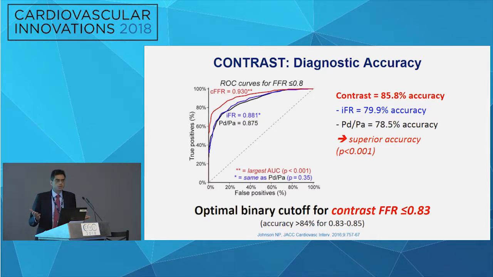So we never do IV adenosine because it takes 15 minutes to get the IV band. If we're going to do adenosine FFR, we'll do it with just intracoronary injection. And the problem then is you cannot do pullback because it's not long enough to do that.